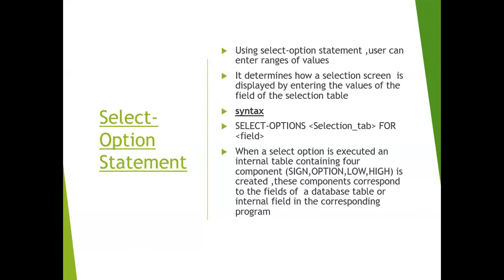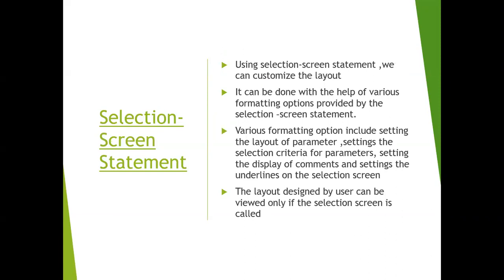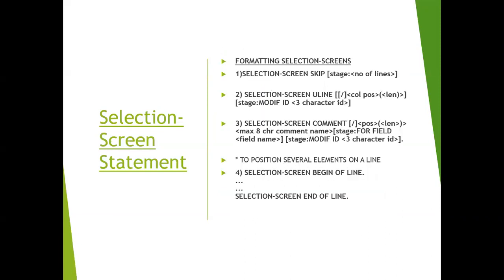Sign will give you a positive value, like equal, greater than, less than. Then all these options will give you either a low value or a high value. So these are the four things given in a select option. So this is the basic.